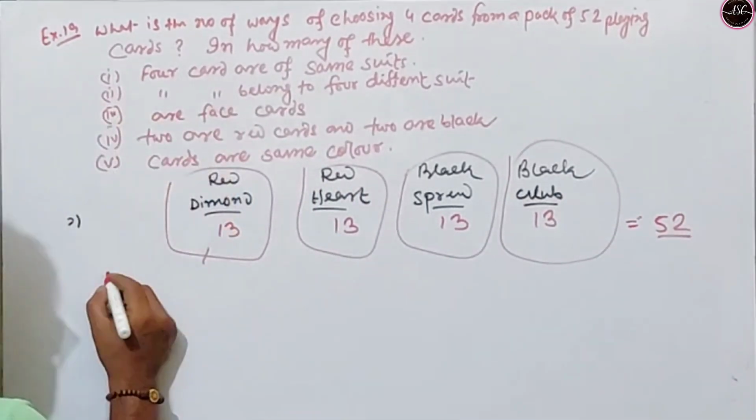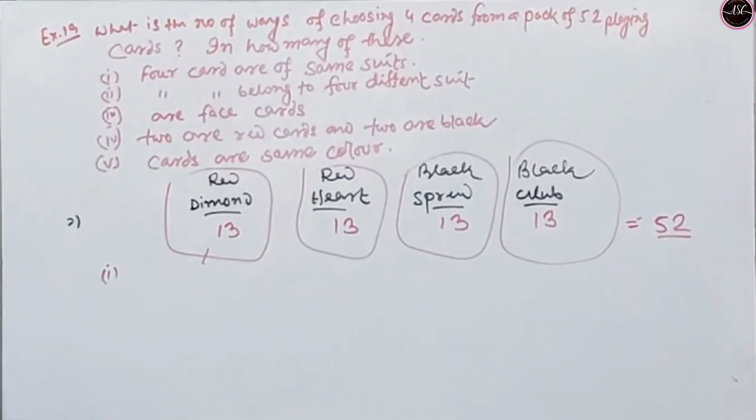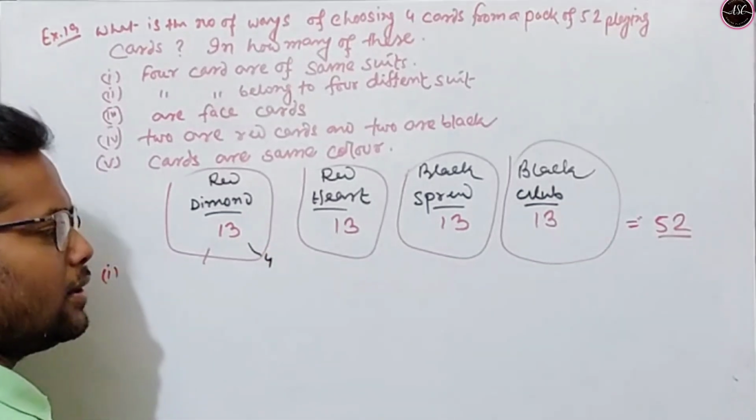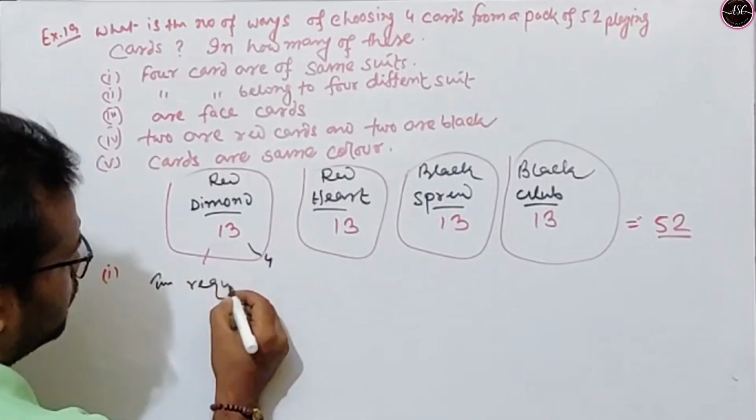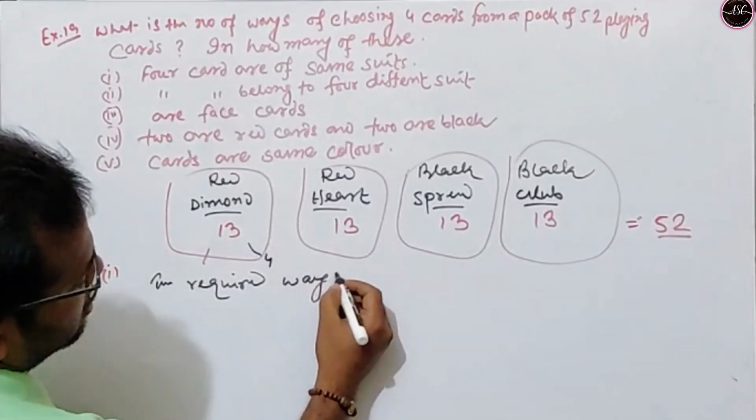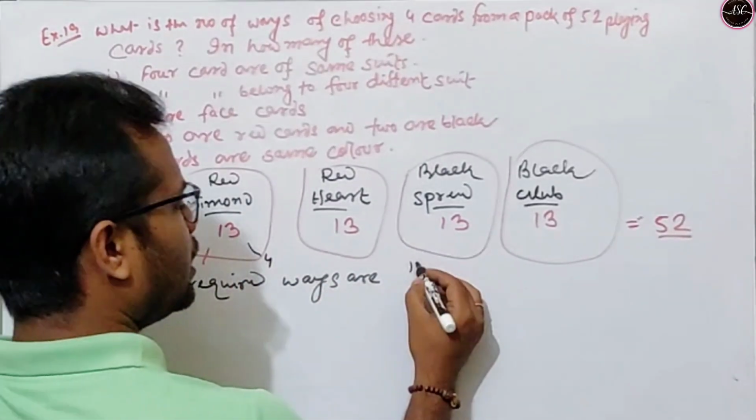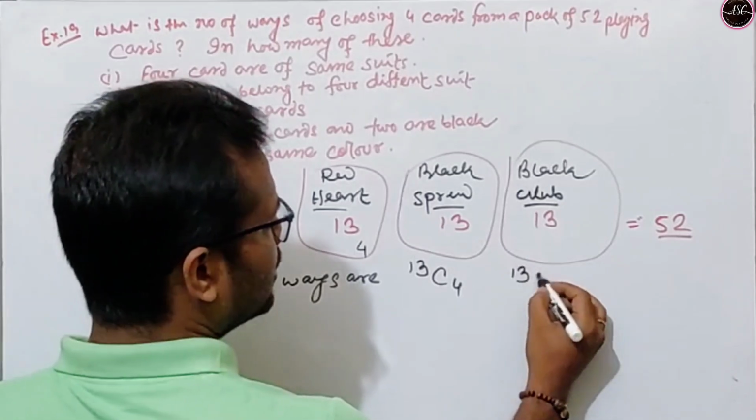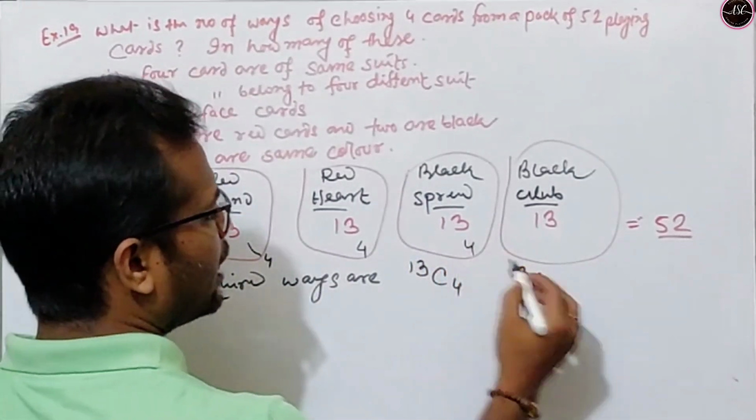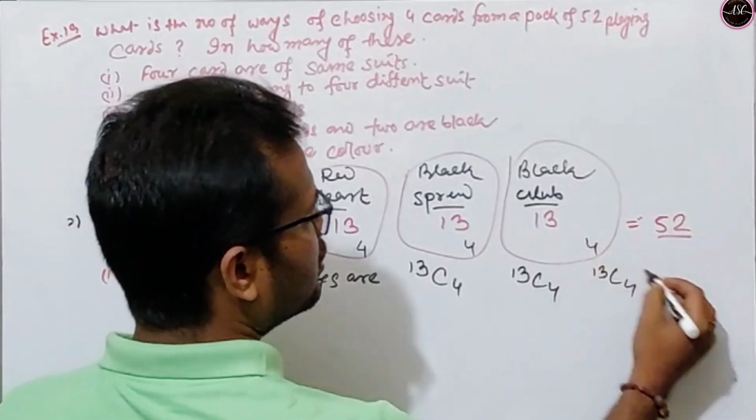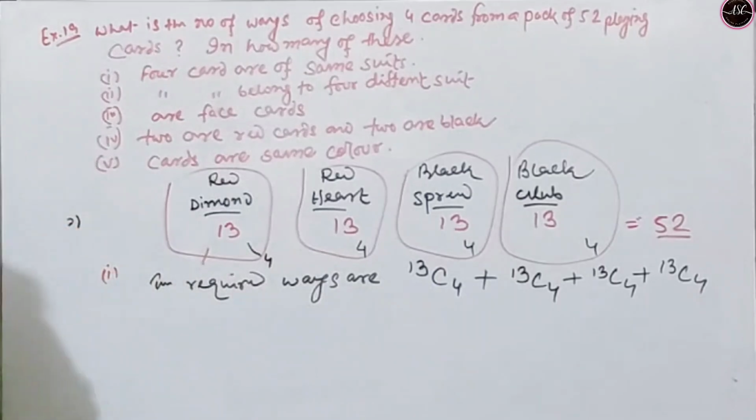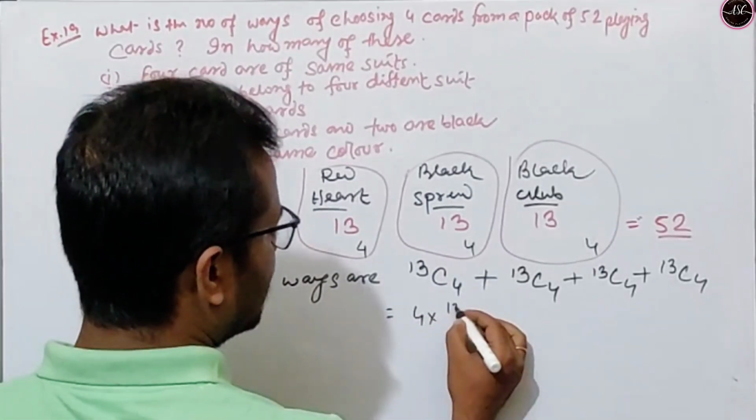For the first question, we have 4 cards of the same suit. So if 4 cards are chosen from diamonds, then the required ways are just 13C4. If 4 cards are chosen from hearts, then also 13C4 ways, and here also 13C4 ways, and here also 13C4 ways. Just summing this, we get 4 into 13C4.